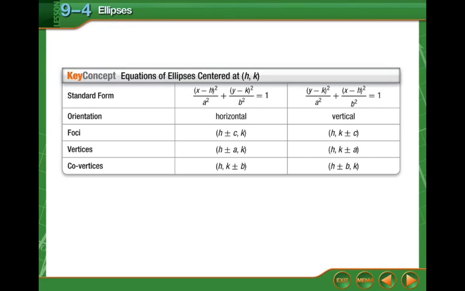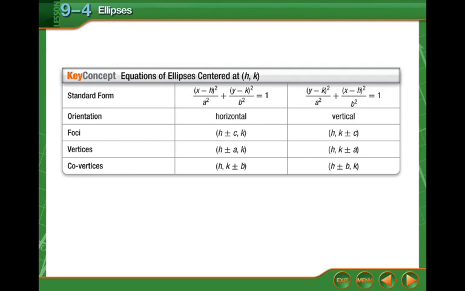So now when they're not centered at the origin, it's not quite so easy because sometimes things are going to make things more complicated for us. The main thing here is that the focus changes. Now the vertices, we need to deal with those because they're not going to just be on the x or y axis this time. So we need to add a to h and subtract a from h for the vertices of a horizontal.